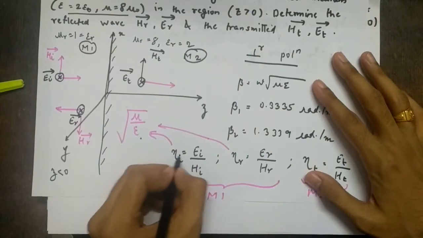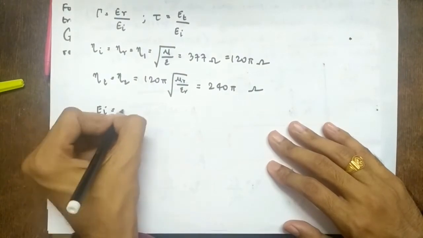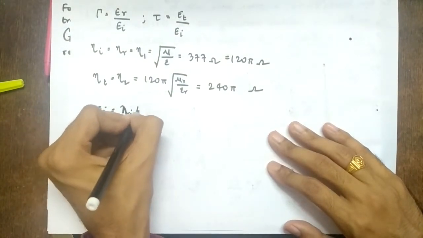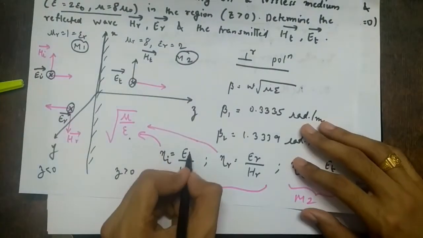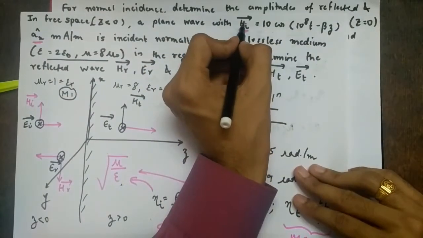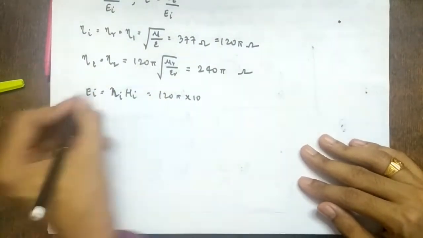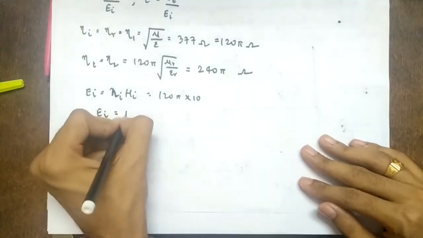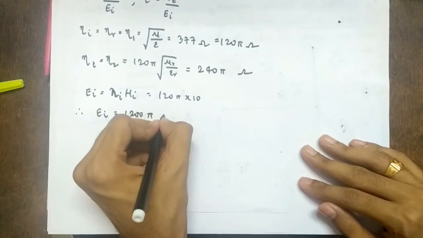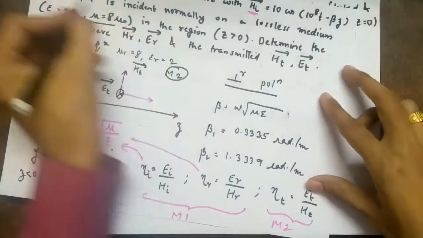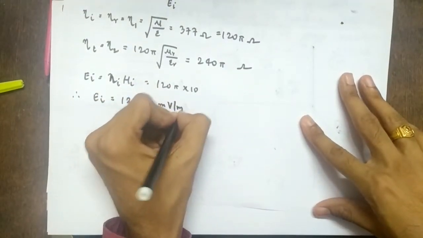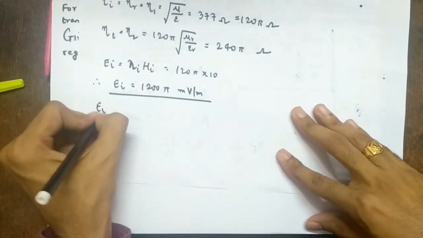Fine. So next what can we use? We know HI, we know eta I, so we can find EI. EI equals eta I into HI. But remember, I have not written vector, so it indicates magnitude. What is the magnitude of HI vector? 10. And eta I is 120 pi. So 120 pi into 10, therefore EI equals 1200 pi. But what will be the unit? Remember, it is milli here, so this should also be millivolts per meter. Be very careful. But I want the EI vector.